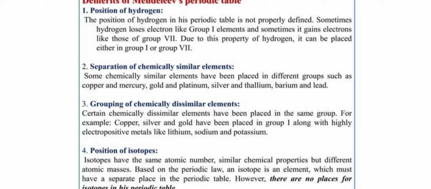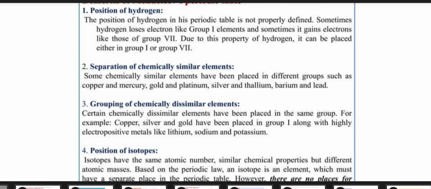Position of isotopes. Isotopes have the same atomic number and similar chemical properties, but different atomic masses. Based on the periodic law, an isotope must have a separate place in the periodic table. However, there were no spaces for the isotopes. He left spaces for the new elements to be discovered, but he did not leave spaces for the isotopes.